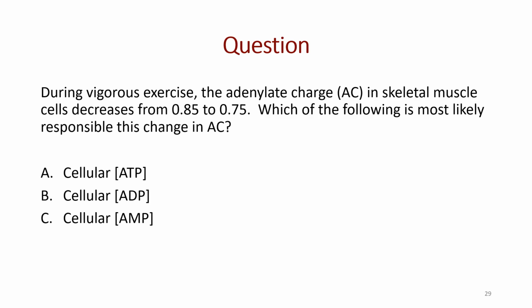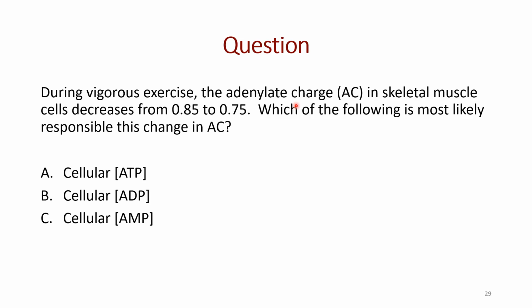When you see a question like this, you think, well, wait a minute, what is the adenylate charge? Adenylate charge tells me how much ATP I have compared to ATP, ADP, and AMP altogether. And I know when the number is higher, it means there's more ATP. When the number is lower, there's less ATP. So what is it about skeletal muscle and exercise that causes the adenylate charge to go down?